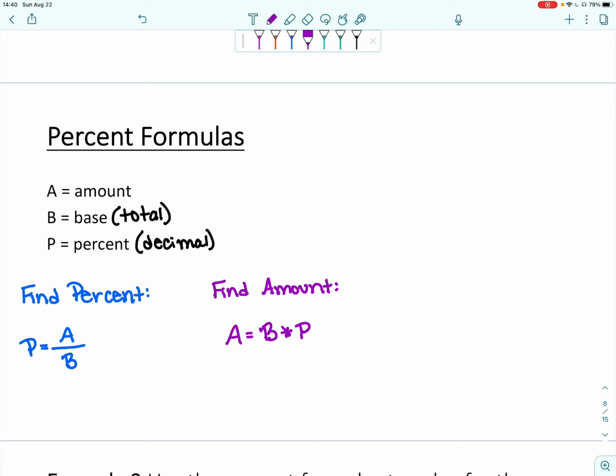And then finally, we want to find the total or the base. You're going to take the amount and you're going to divide that by the percentage. So I know how many questions I got correct on the quiz. I know what percentage I got on the quiz, but I can't remember how many questions there were on the quiz.